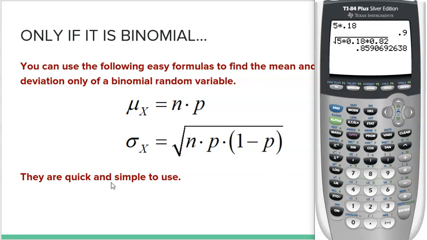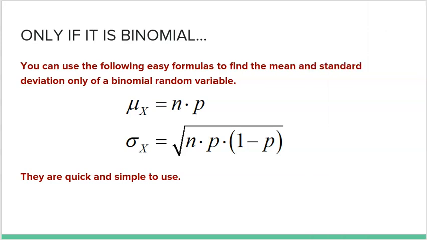These formulas are very quick and very easy to use. Highly recommend using them. You don't have to worry about using those long summation formulas. You don't have to worry about typing a whole bunch of stuff into the calculator. Just follow the formulas and they're very, very easy. All right, so that's really the point of this video, finding the parameters of a binomial model. There's the mean, there's the standard deviation. Use these formulas, but please, you can only use them if you truly are binomial.